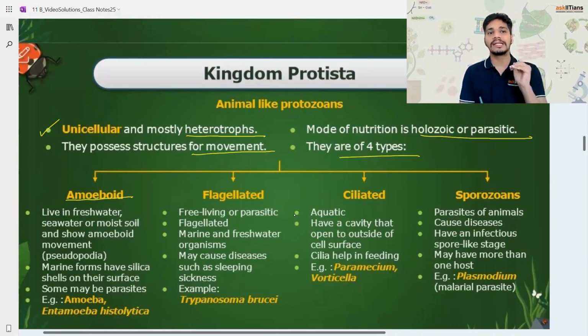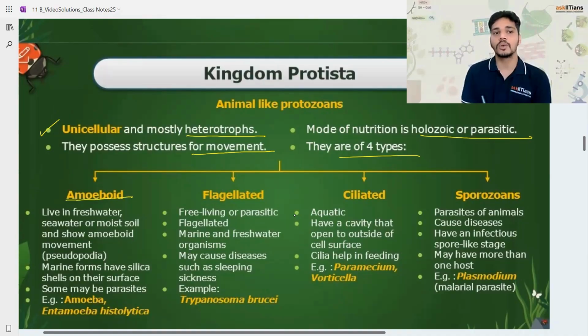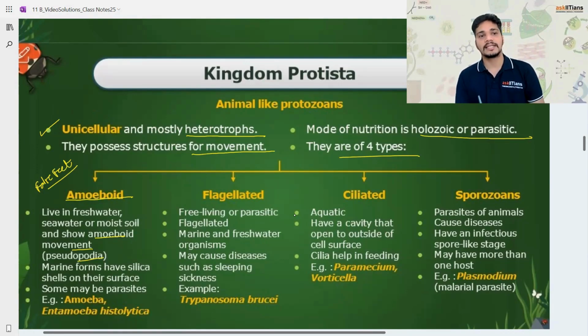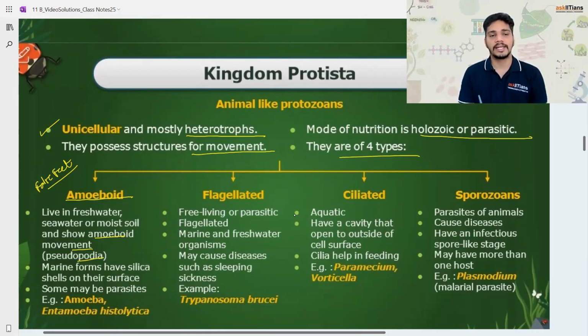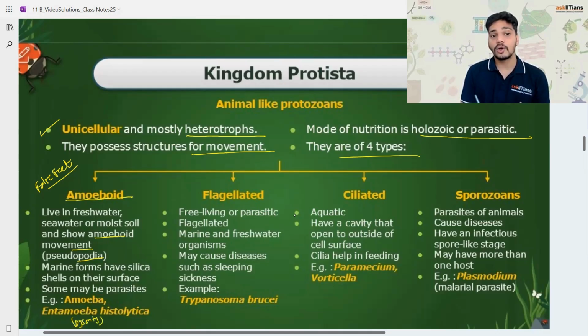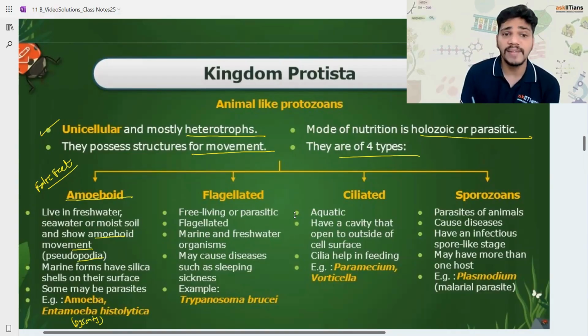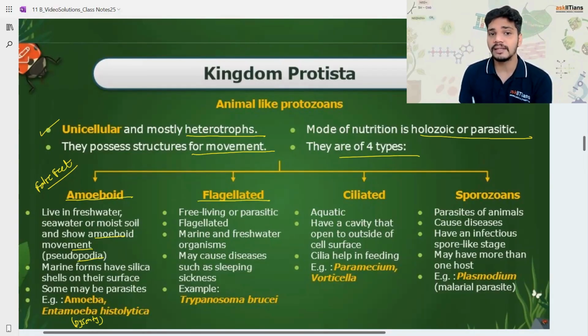Amoeboid. Amoeboid means what? They live in freshwater, seawater, or moist soil and show amoeboid movement. Amoeboid means pseudopodia, the false feet. Marine forms have cilia-like cells at their surface, and some may be parasites. Example, Amoeba and Entamoeba histolytica. The person suffering from dysentery, the causative agent is Entamoeba histolytica.